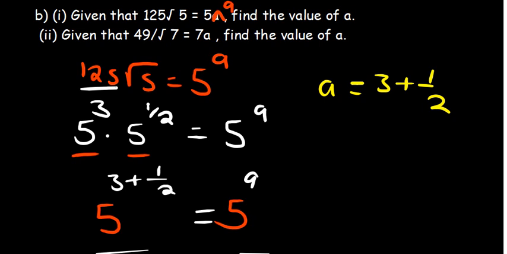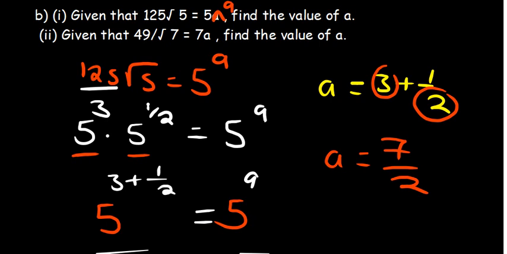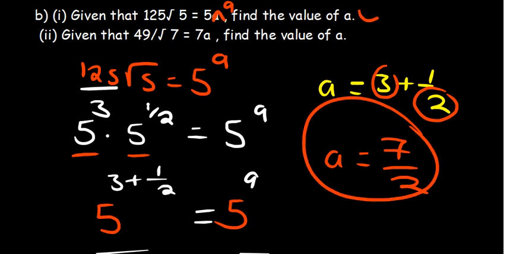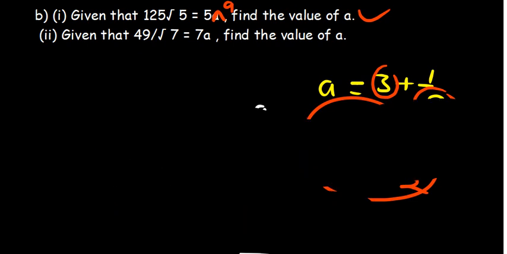So you know how to add fractions. The shortest way is by multiplying this with that. You have a 6 plus a 1, 7. So 7 over 2. That is your final answer for the first part of the question. So these are indices.